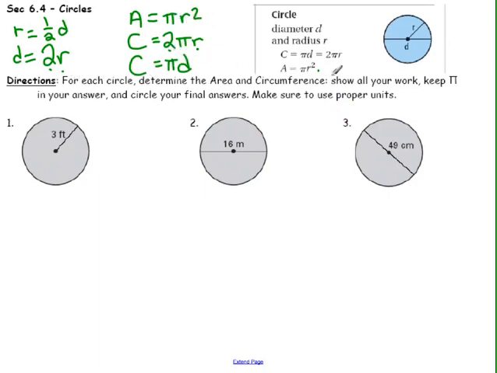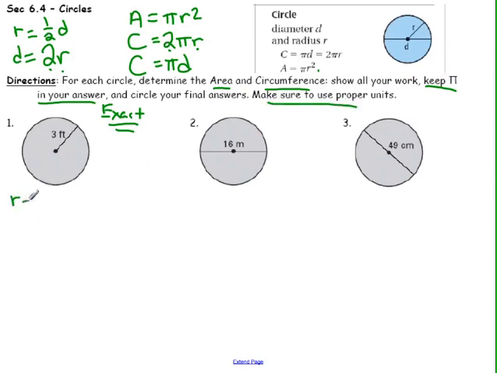The directions are kind of interesting, kind of something new for us. It does say keep pi in your answers. So for each circle, determine the area, determine the circumference, show all your work, keep pi in your answer. This is kind of finding an exact answer. That's another way that some teachers or some books might say this, is find the exact answer. And that just means instead of multiplying by 3.14, or 3, or 3.14159, you're actually going to find the exact answer. That just leaves the variable pi in the equation. And we'll see that every so often. Again, make sure to use proper units.